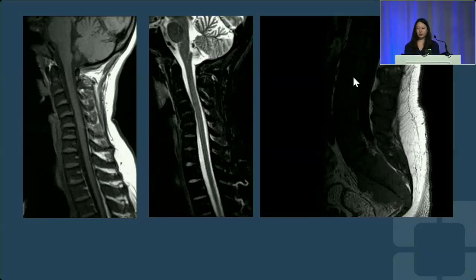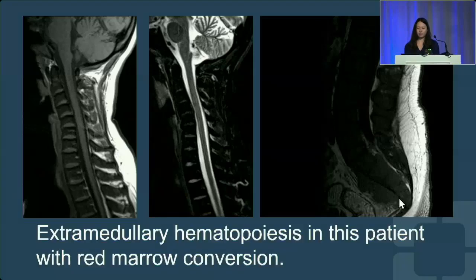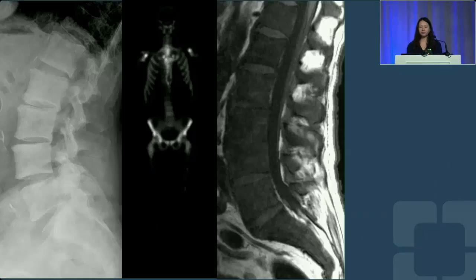And then here, even in the sacrum, there's this soft tissue here that's not supposed to be there. So this is an example of extramedullary hematopoiesis in the patient with red marrow conversion. So not everything that is abnormal marrow signal is metastatic or neoplastic, right? If you see something this diffuse, it could be an underlying hematologic disorder.